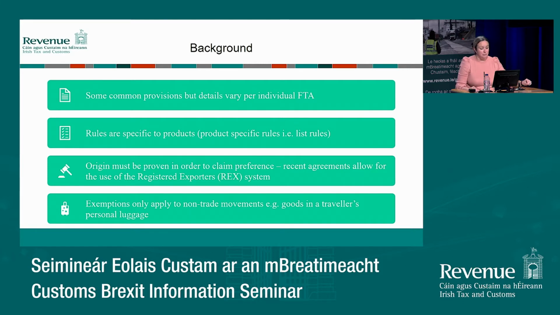And it's important from a rules of origin perspective to understand that there's separate and different aspects depending on whether you're the importer or the exporter. So the preferential duty rate can only be claimed by the importer, but it's the exporter who needs to provide the information necessary to prove the origin. And that's generally done using the registered exporter's electronic system. And the only exemption then from the requirement to prove origin is for non-trade movements. And for non-trade movements, what we're talking about there is, say, a passenger arriving with goods in their personal luggage.